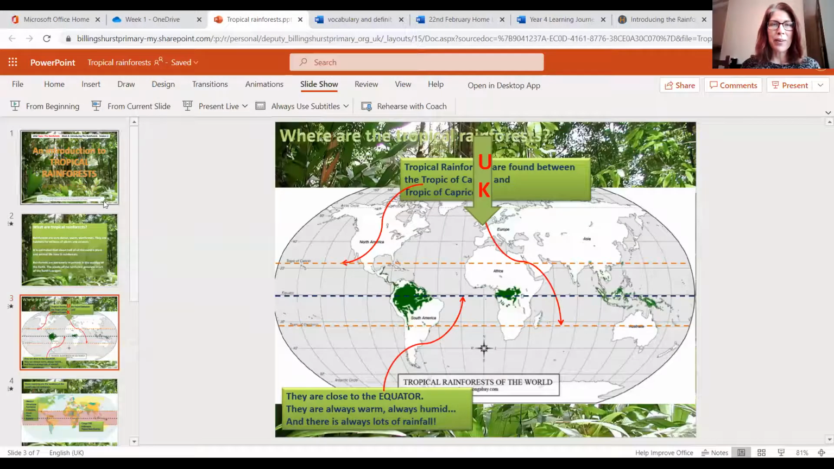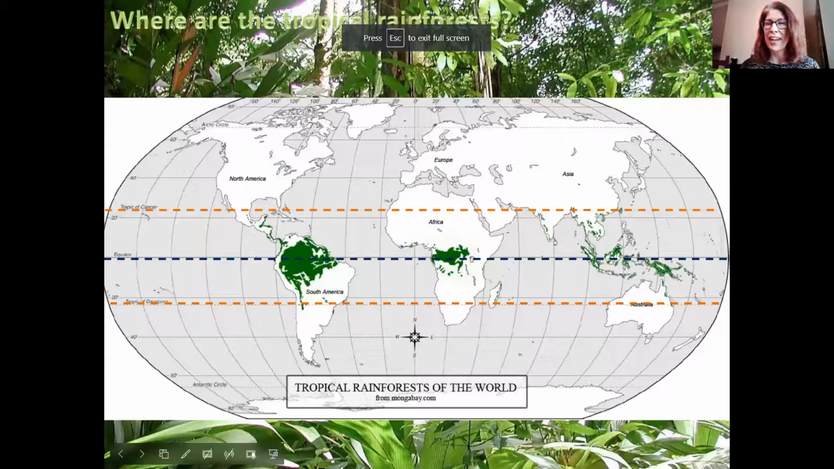So if you're back with me, let me show you what we're going to look at now. Now, there are two types of rainforests. There are tropical rainforests and temperate rainforests. We're going to be focusing on the tropical rainforests, and you can see those on this map marked in green. And you might notice something about where they are all located.